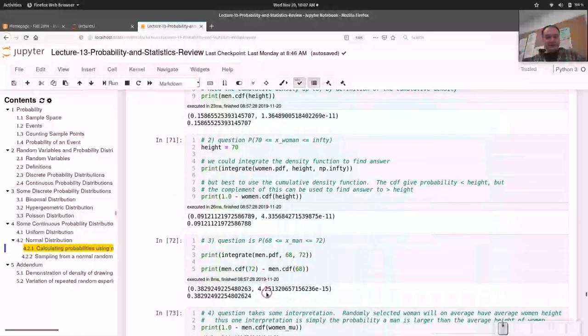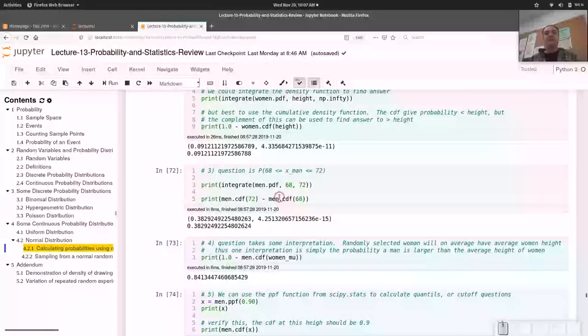Okay, and then so probably between 68 and 72. Again, you could integrate it, or you could just use the CDFs like we already showed. Take the difference of those. That's going to give you your probability of being in that range for men.